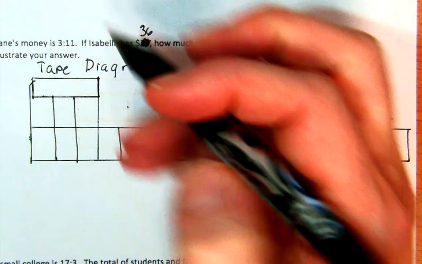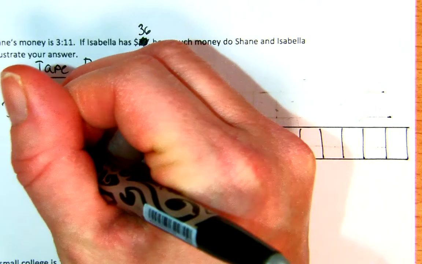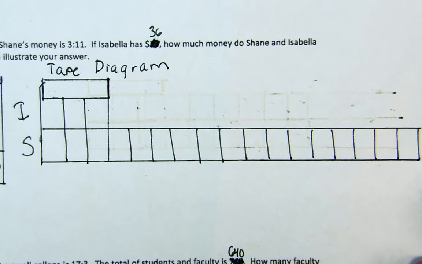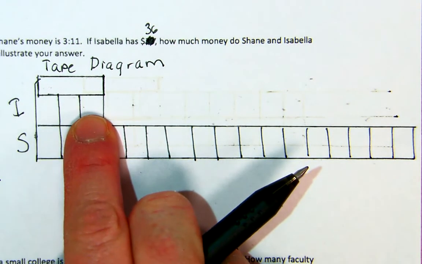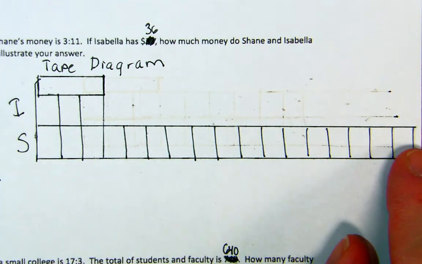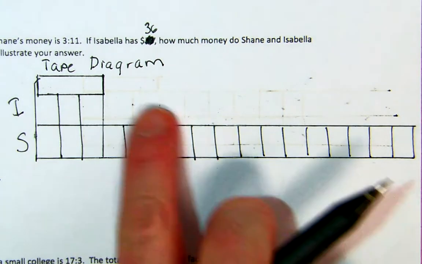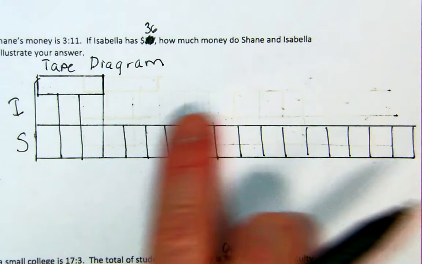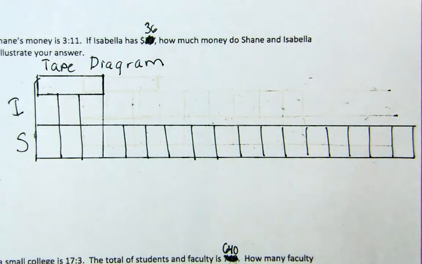So what does this represent? This row represents Isabella, and this row represents Shane. Okay? So for every $3 Isabella has, Shane has $11. Now you could have put them right next to each other. I stacked them on top, and that's fine. If you wanted to, you could put them all right next to each other and just say, okay, this is Isabella and this is Shane. Totally all right.